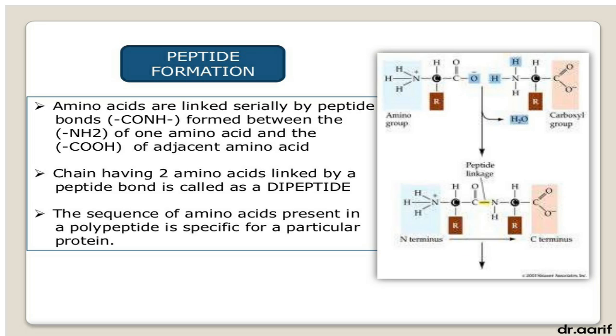Peptide formation. Amino acids are linked serially by peptide bonds formed between the amino group of one amino acid and the acid group of the adjacent amino acid. A chain having two amino acids linked by a peptide bond is called a dipeptide. The sequence of amino acids present in a polypeptide is specific for a particular protein. Means the type of protein depends upon the number and sequence of the amino acids.